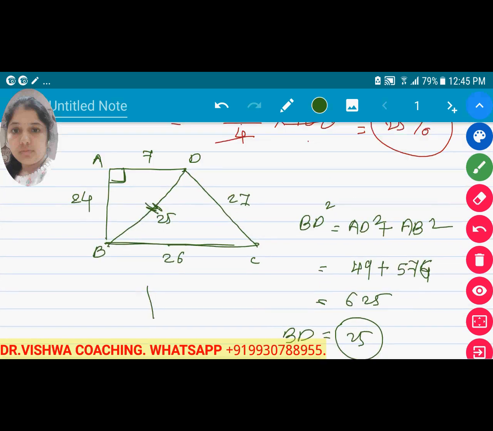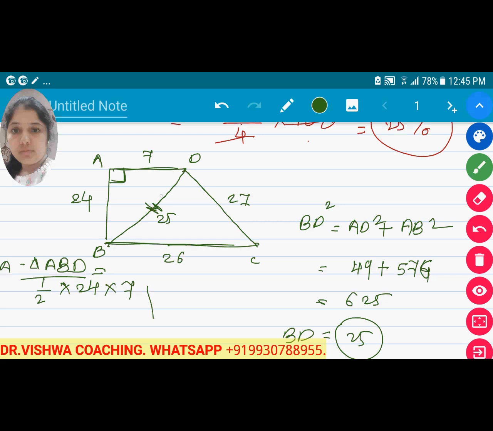Now see, we have to find the area of the quadrilateral, not the area of any one triangle. So for this triangle the formula is 1 half into height into base, or 1 half length into breadth. So height is 24, base is 7. So you can find the area for this triangle, triangle ABD.